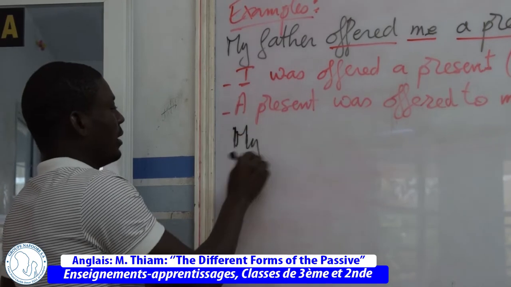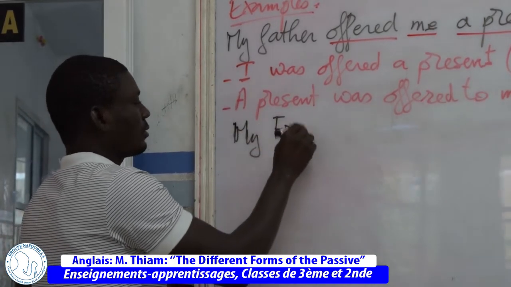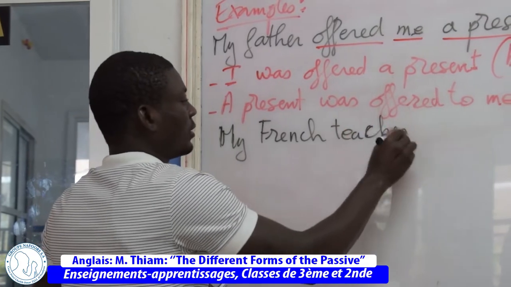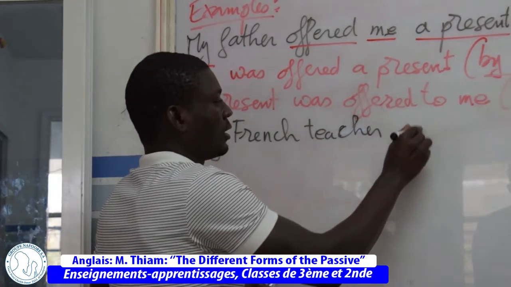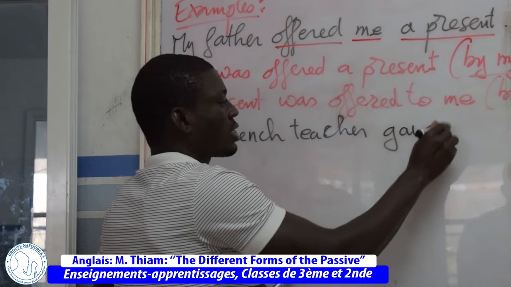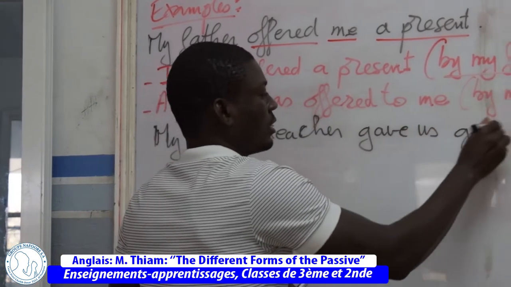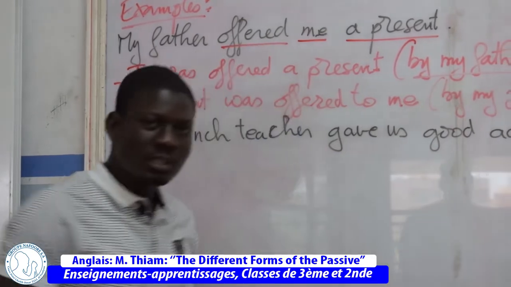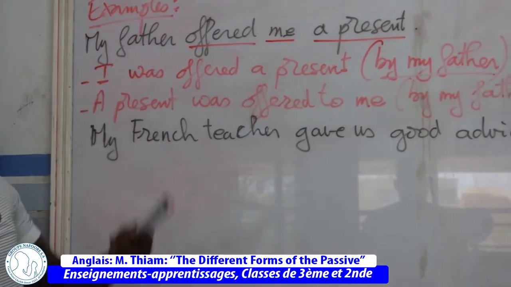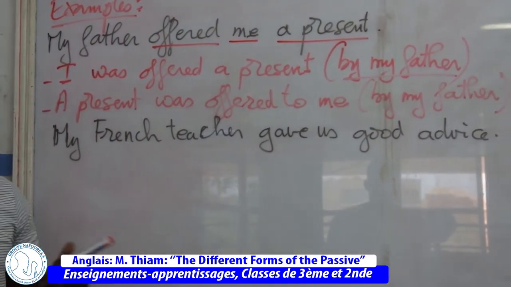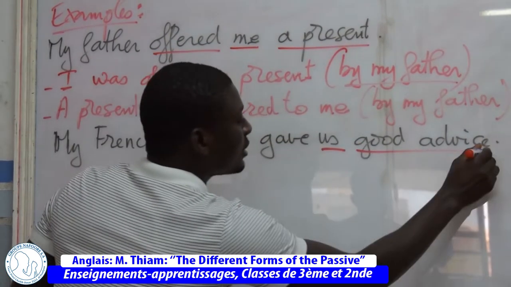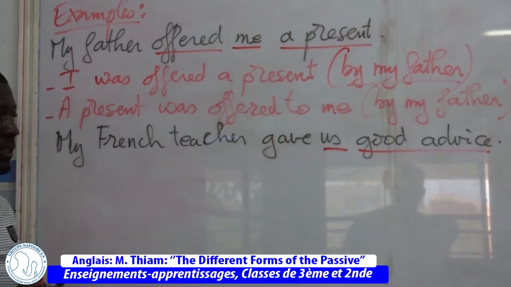Let's say my French teacher gave us good advice. Le prof ou la prof de français nous a prodigué de bons conseils. Right. Us and good advice are our objects.